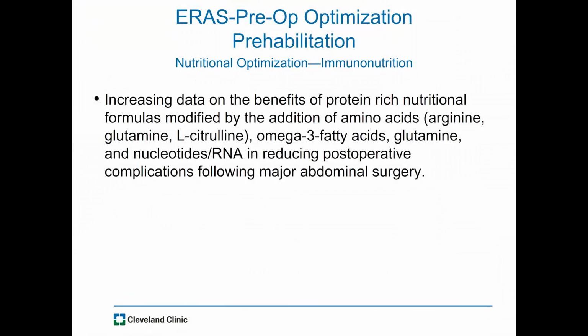More recently, there's been data showing the benefits of immunonutrition. And immunonutrition is nutrition that's rich in protein with the addition of arginine, glutamine, and citrulline, and omega-3 fatty acids, and nucleotides. And there's been both theoretical and data now that shows that immunonutrition can reduce postoperative complications following major abdominal surgery. And there are many different products available that have similar components in terms of immunonutrition.